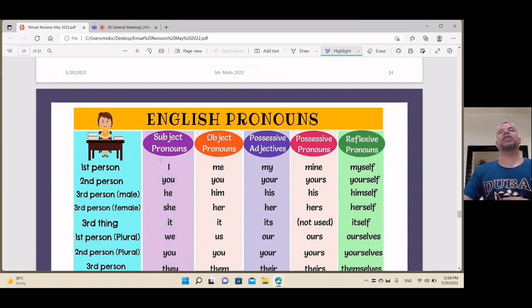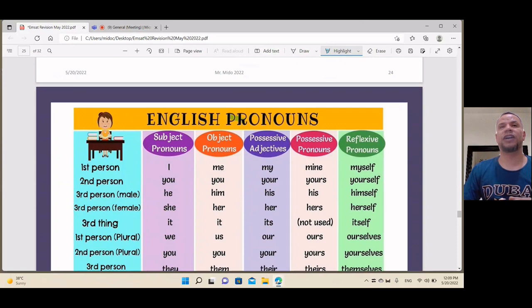Let's see now the English pronouns. Pronouns, look at me now. Pro means instead, and nouns. So instead of a noun is a pronoun. I instead of your name. You instead of your friend's name. He instead of Ali. She instead of Sarah. It instead of the table, the board, the school. We instead of some friends, we are, and so on.